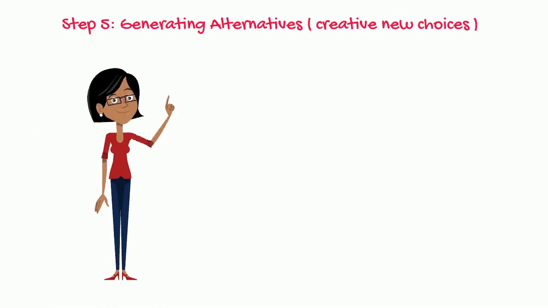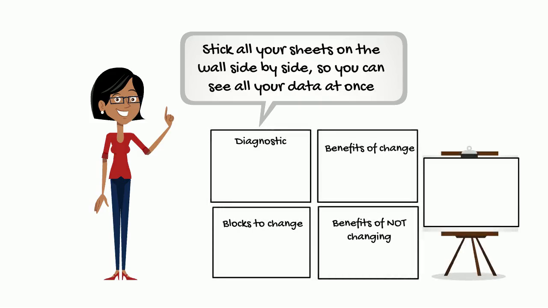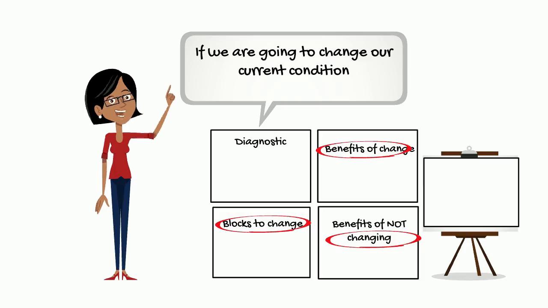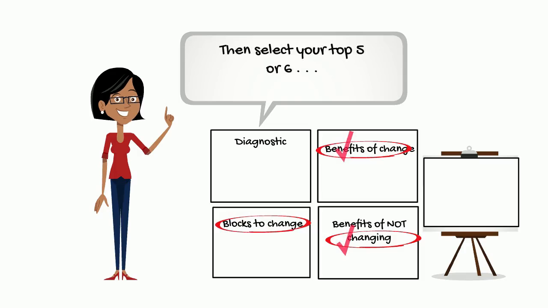Step 5. Generating alternatives. Tell the groups to stick all their sheets on the wall side by side so they can see all their data at once. Now have them take about 10 minutes to circle on their sheets the forces that can and must be altered if they're going to change the current condition. They should select their top 5 or 6.